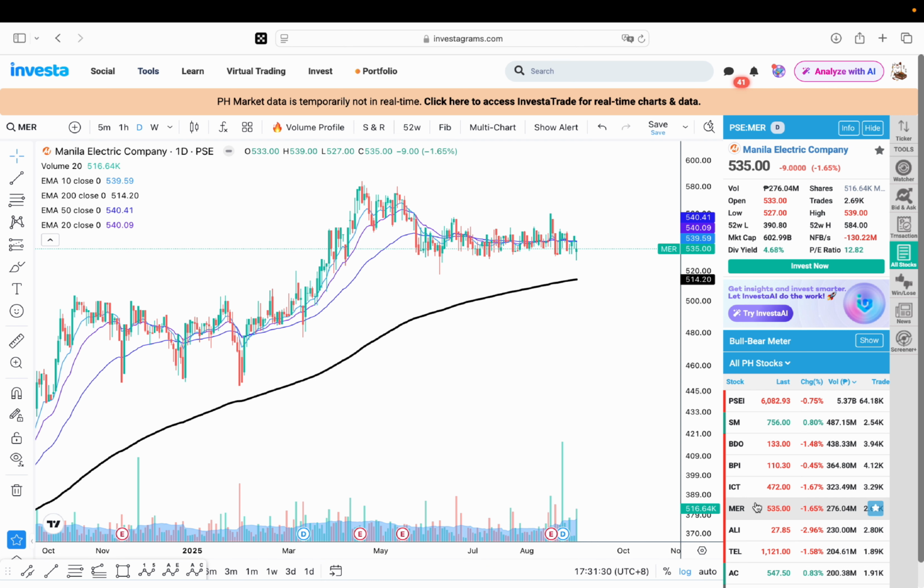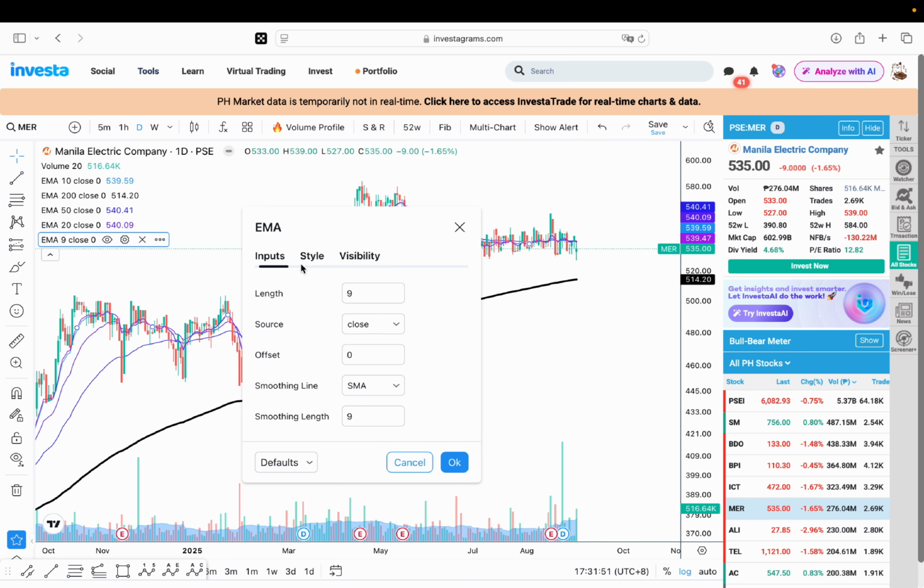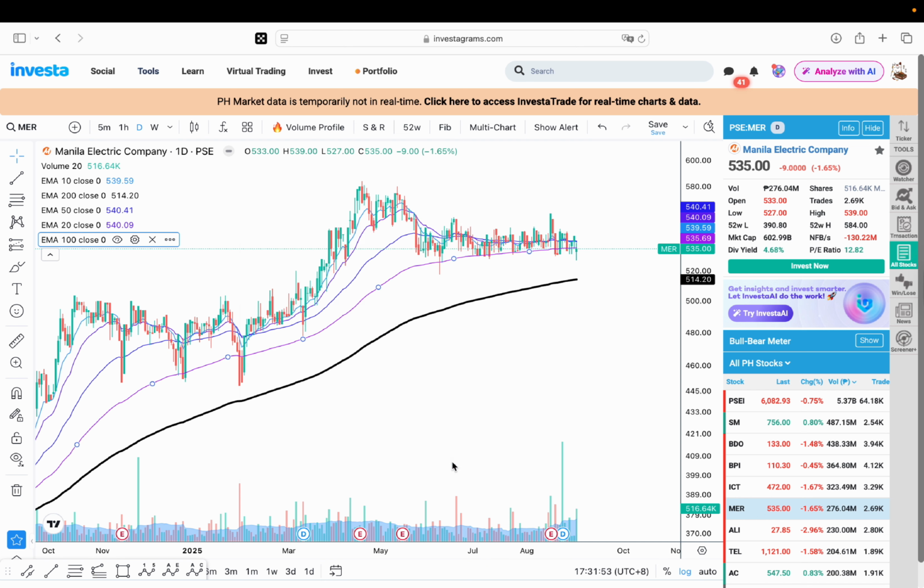Meralco broke below all of the short and medium term moving averages, but when we look at the long term moving average, it's still hovering above it. And if we add the 100-day EMA, we can see that it would trade above. Let's see if my prognosis is correct. Yes, it is trading above the EMA 100, slightly dipped below it today, but for the most part, it was trading above the 100-day EMA, right?